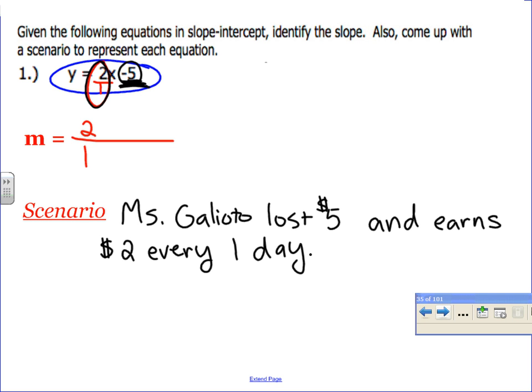After we write our scenario, we want to then go back to the problem and put that into the problem. So 2 over 1, we have $2. We know that was our rate every 1 day. So for these ones, I want you to go back to the slope and fill in from your scenario what the slope meant in words. 2 what over 1 what?